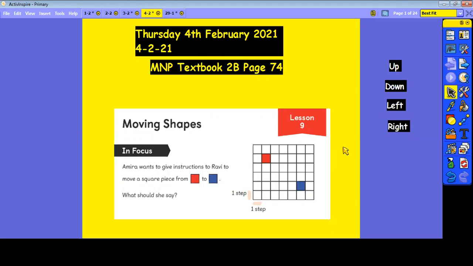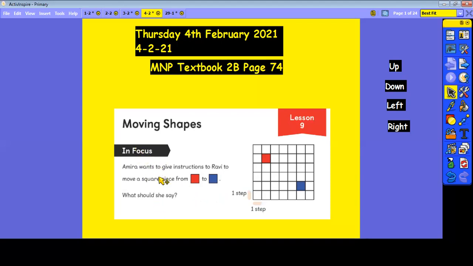Now, for today's work, I want you to remember the terms up, down, left and right. So I've put them on the screen here for you. Do you see them? Up, down, left and right, because those are commands that you're going to be needing to use to enable you to describe how to move shapes on these given grids. Let me show you now what I mean.